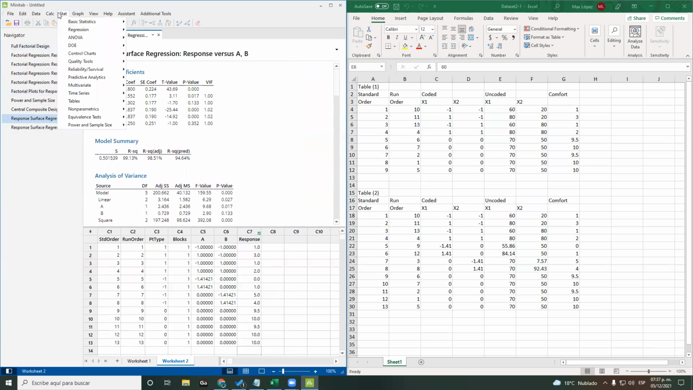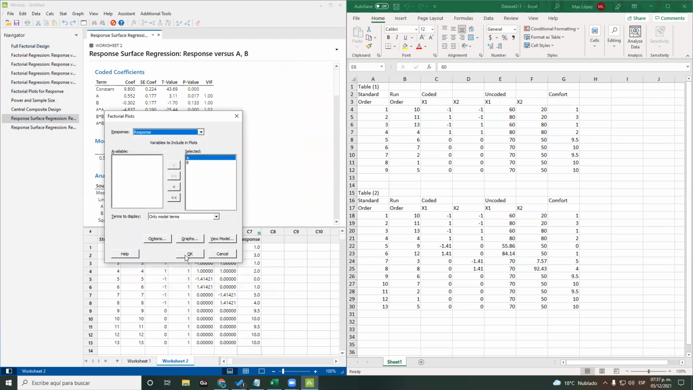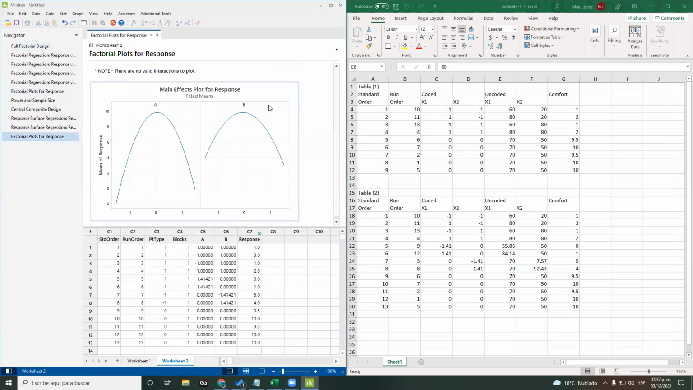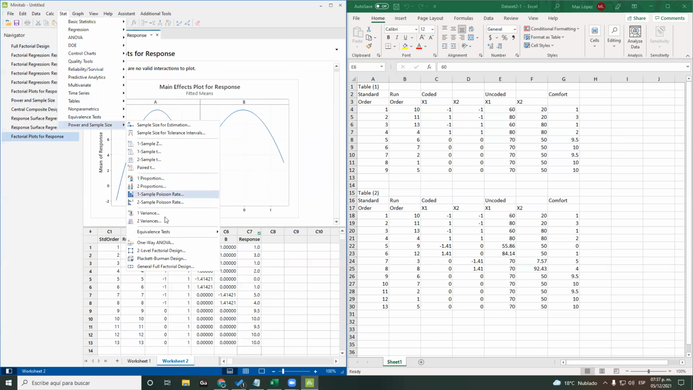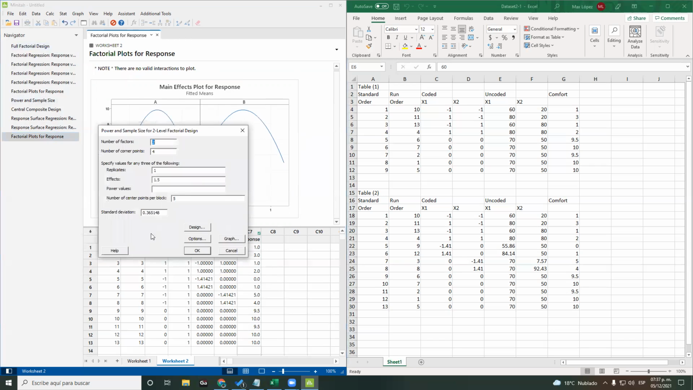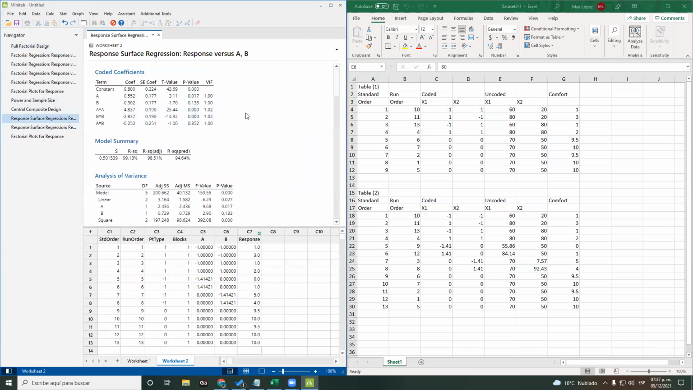So I will now plot a factorial plot to see at which level the factors yield a high response. We can now see here that at level 0, our center points, is where the response is higher. Now after this we can run a power analysis. Just let me use this data.